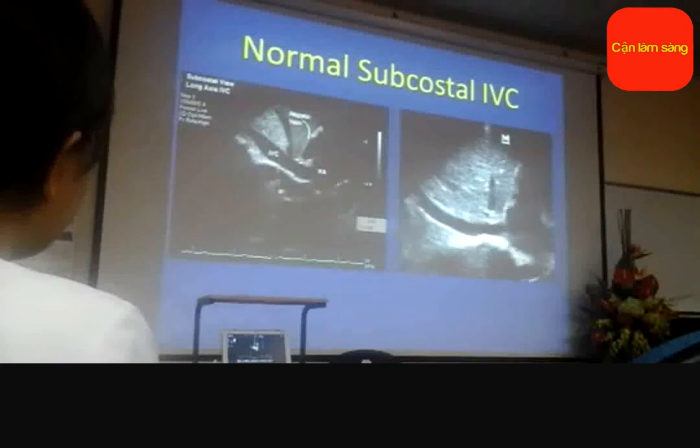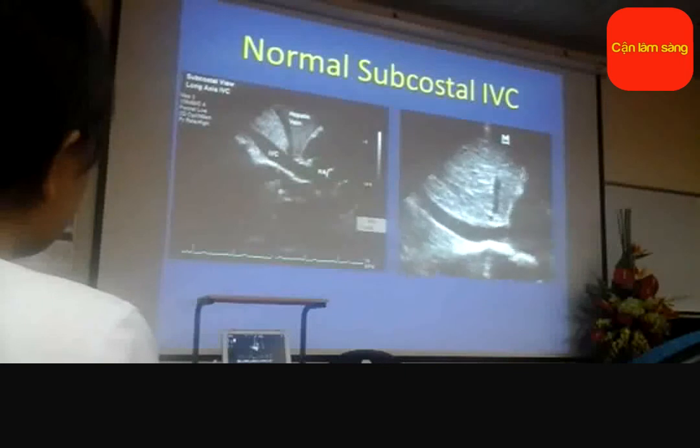So we see some of the liver, hepatic vein, IVC connecting with the right atrium.